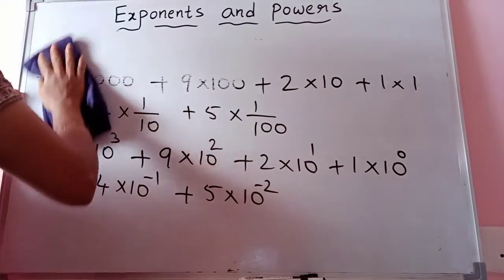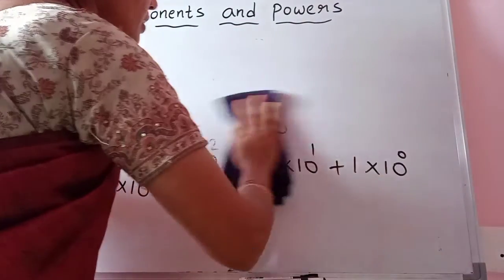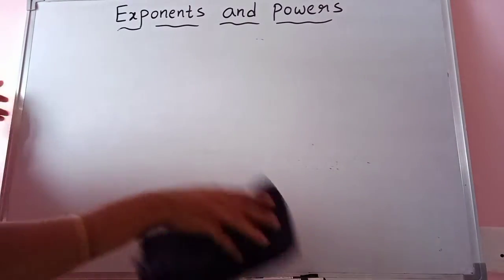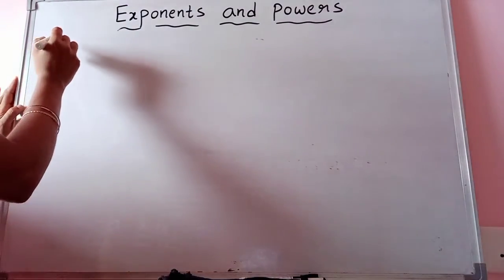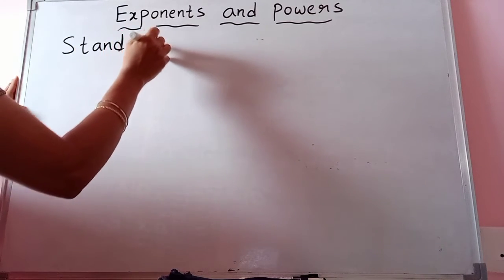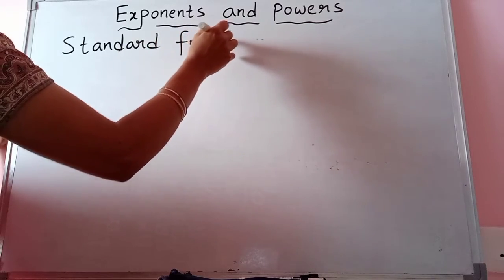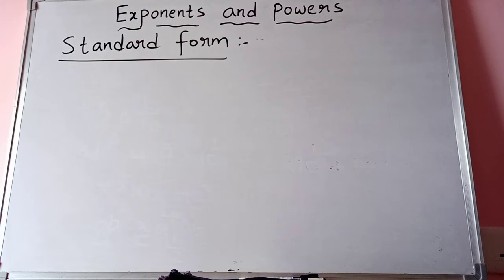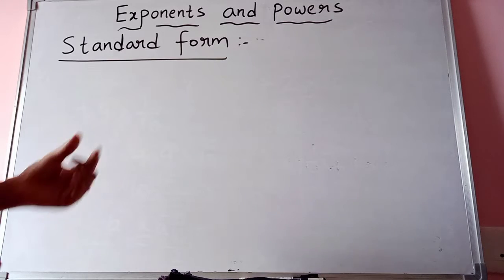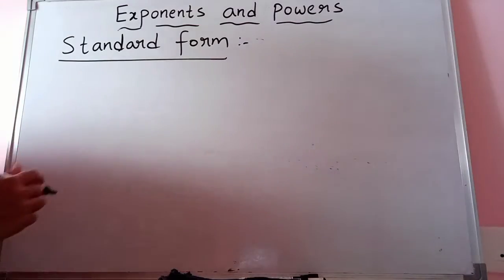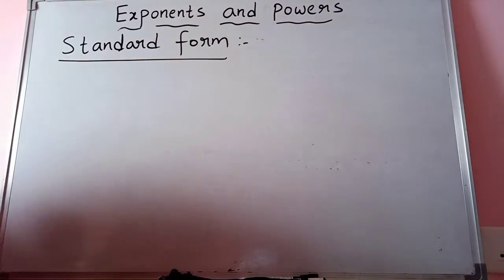Then next we will see the standard form of numbers. Standard form and usual form, how to convert, we will see. What is standard form? Standard form is nothing but the number value should be between 1 and 10, including 1. That is, we express the number as a product of a number between 1 and 10 and an integral power of 10.